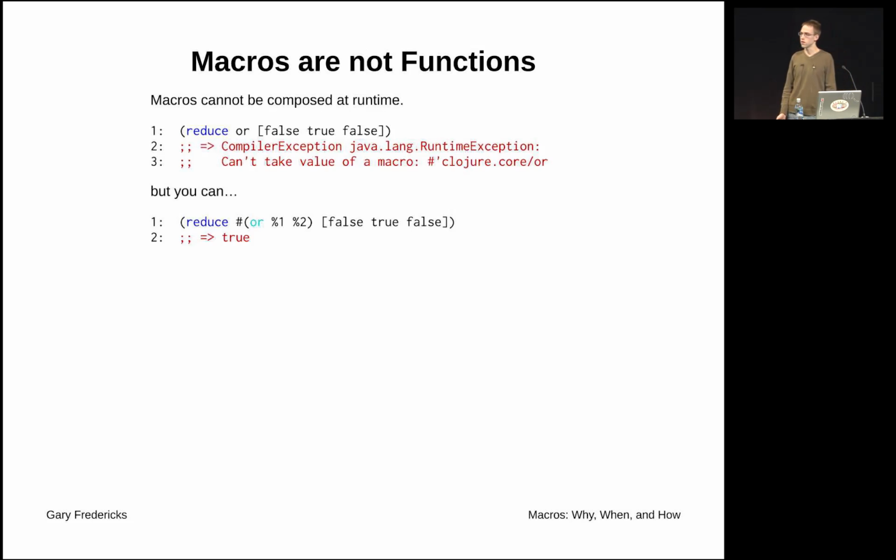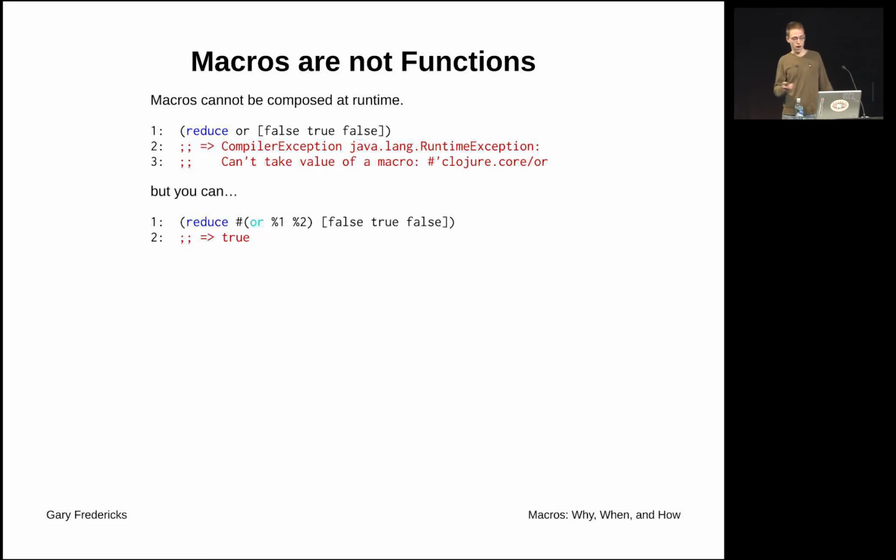Macros are not functions. There are lots of nice functional patterns that functional programming is built around, and macros can't participate in this. We said before, the macro effectively does not exist at runtime. It's something that happens once at compile time, so the idea of passing the macro to a higher order function doesn't really make sense. So you've probably seen this error before, that you can't take the value of a macro.